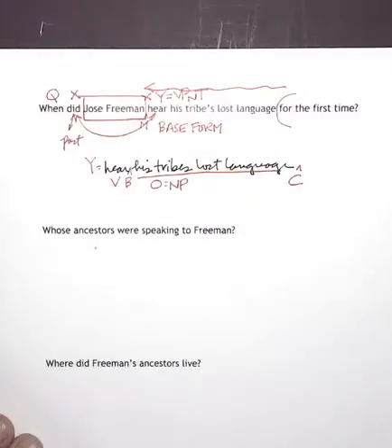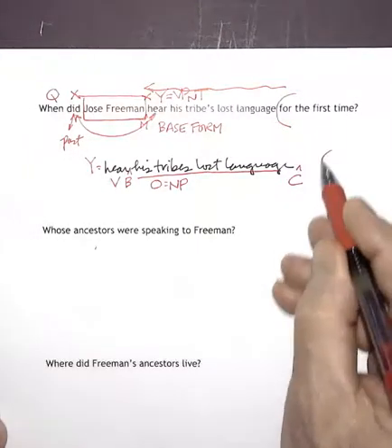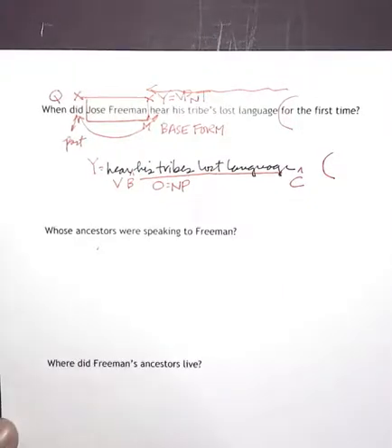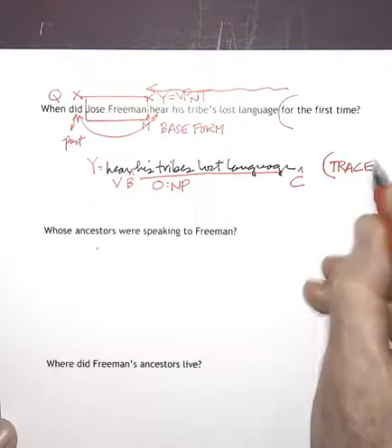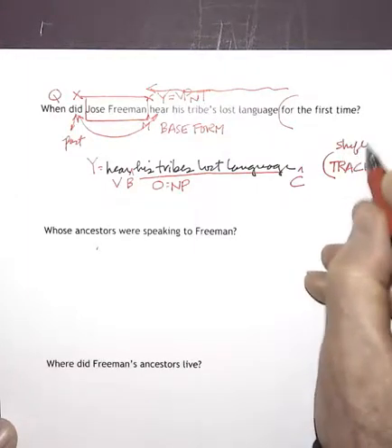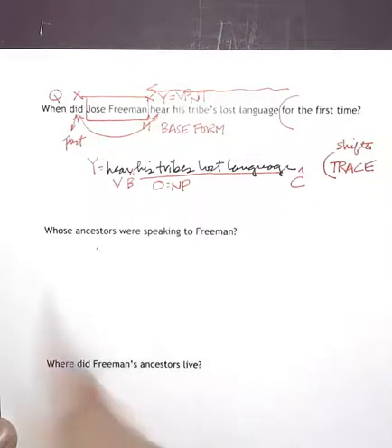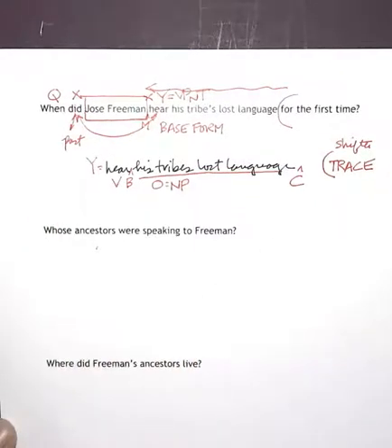So, when did Jose Freeman hear his tribe's lost language for the first time? Where would we find the answer to that question? Jose Freeman heard his tribe's lost language for the first time last week. It looks like it would go here in the shifter place. So we can say the trace lies here as a shifter, and when expresses this shifter place.